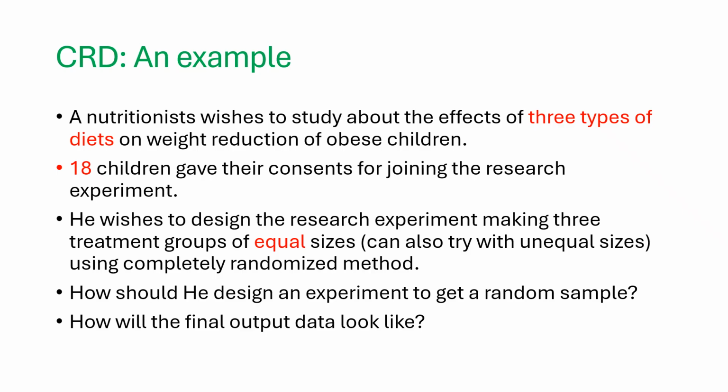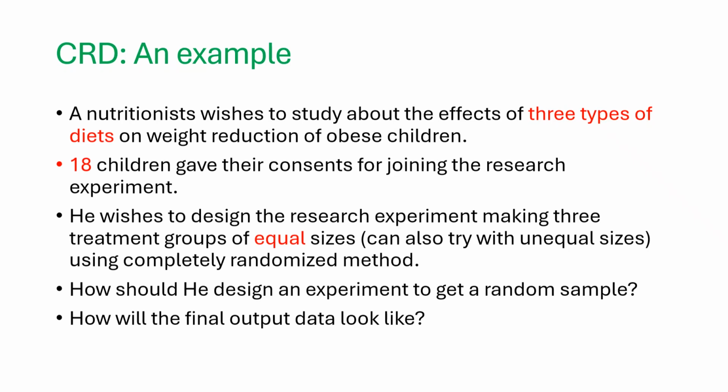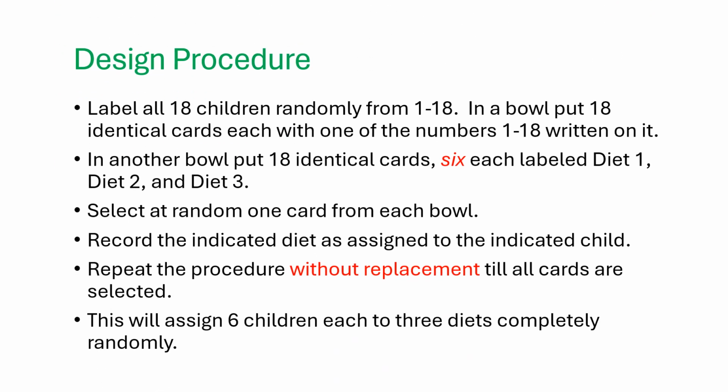How should he design an experiment to get a random sample? That's the first question. And how will the final output of data look? That's the second question. Then you can get into the analysis part. What you need to do is a simple thing. Label all the 18 children randomly from 1 to 18 with some identification mark and put them in a ball. Similarly, take another ball with 18 identical cards where 6 of them are labeled diet 1, 6 labeled diet 2, and 6 labeled diet 3, because we have assumed equal sizes.